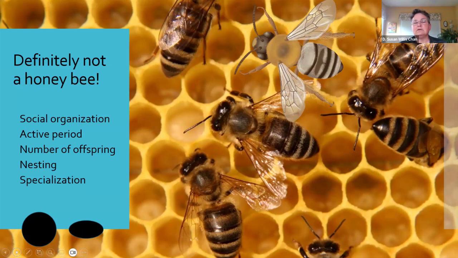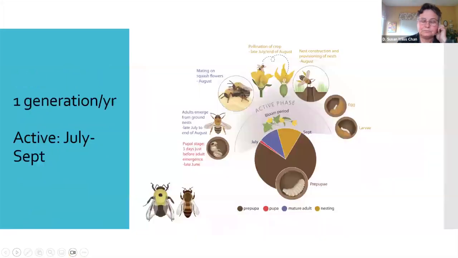Their social organization is very different. The period of time in which they're active during the season is very different. The number of offspring they produce is different. Where they nest is different. And their specialization is different. So I'm going to tell you about all of these.